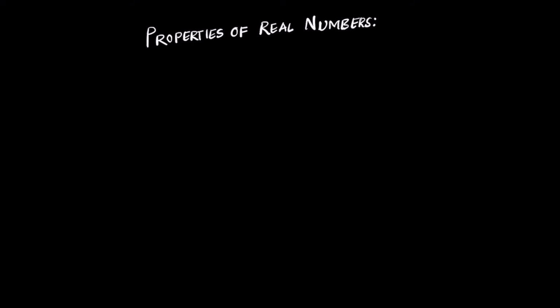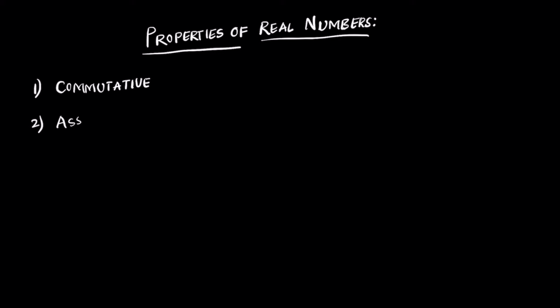So in this lecture, let's discuss the first topic, the properties of real numbers. There are four common properties of real numbers. One is the commutative property. Second is the property of association, or the associative property. Third is the distributive property. Fourth is the identity property.